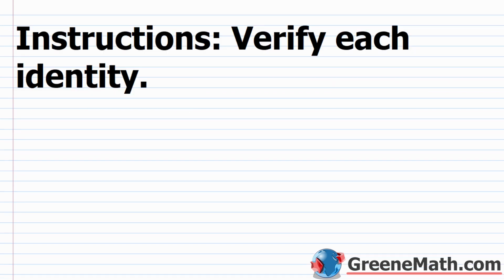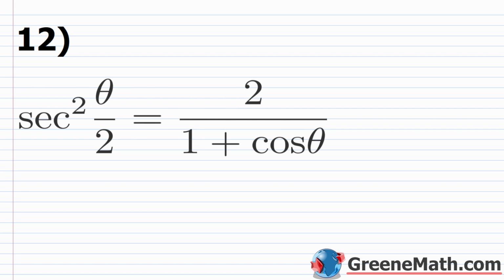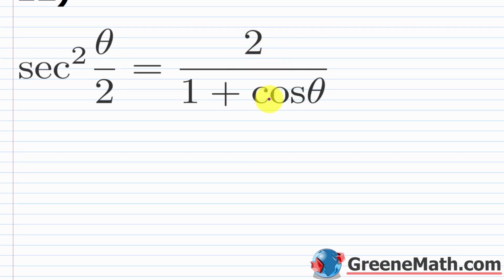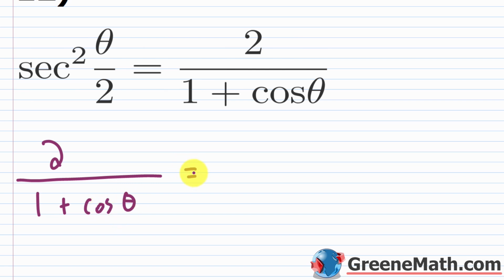All right, for the next few problems, the instructions tell us to verify each identity. So for problem 12, we have secant squared theta over 2 is equal to 2 over 1 plus cosine of theta. So I would definitely say that this side right here is simpler. So let's flip this and say 2 over 1 plus the cosine of theta. So that's what we're trying to get a match on. So this would be equal to, let's just write this, the secant squared of this theta over 2.